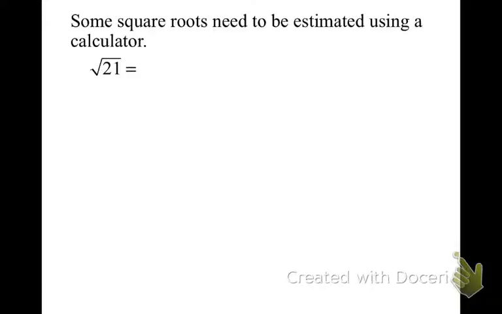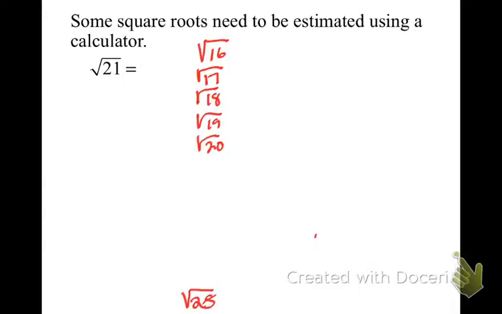So, the square root of 21 falls between what perfect squares? Anthony? It'll be 16 and 25. 16 and 25, right? So I'm going to do this: the square root of 16, the square root of 17, 18, 19, 20, 21, 22, 23, 24, and then we've got, of course, the square root of 25.